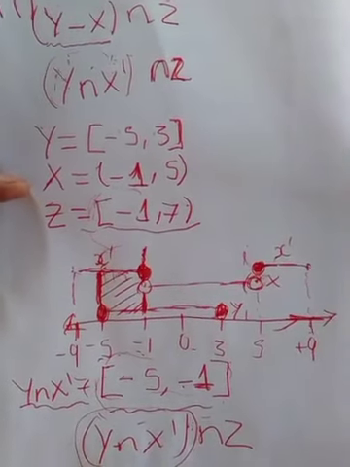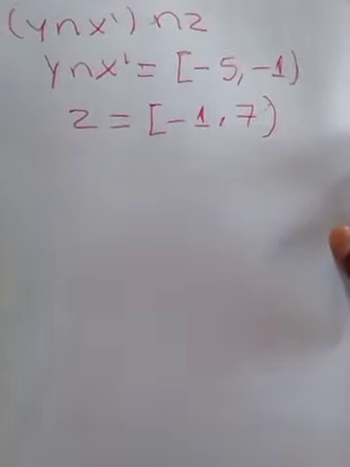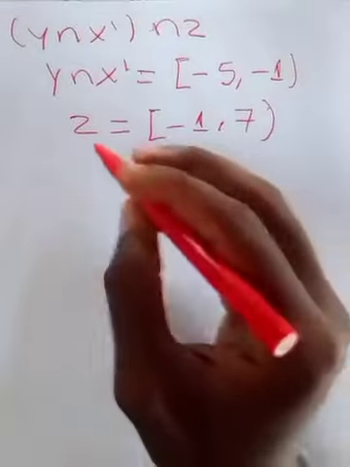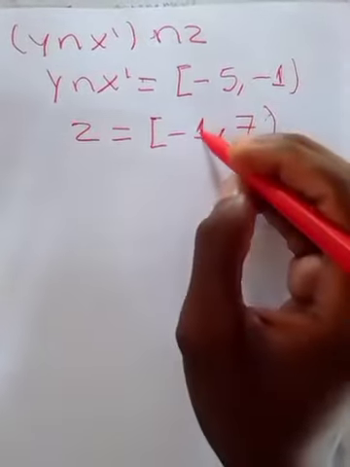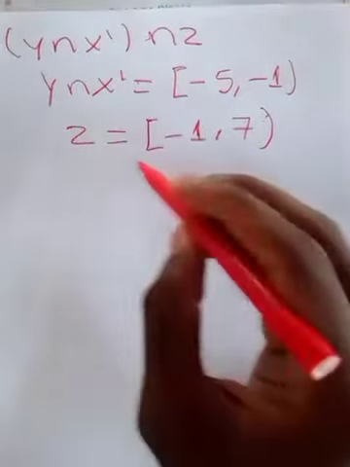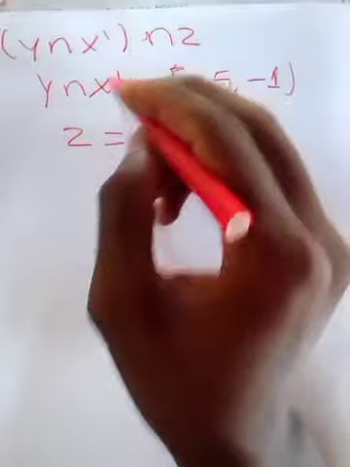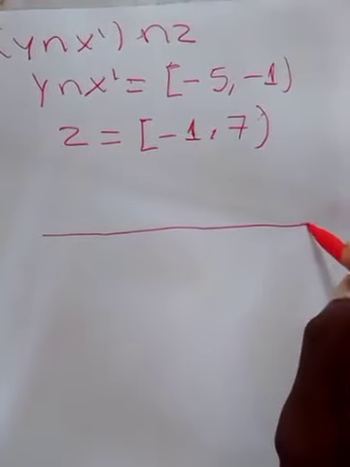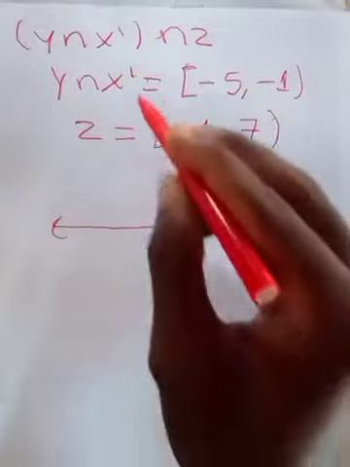Okay, so the key here is to be moving step by step. Don't try to put everything at once. You'll be getting confused. You'll be getting stuck. So move one by one, step by step. Okay, so now let's solve this. How can you solve this? So now let's put this on the number line. So let me begin with this one here.